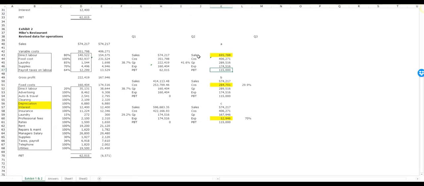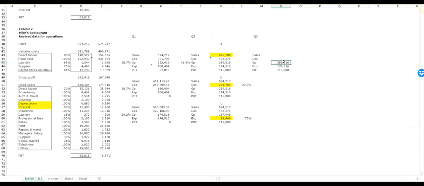Okay, so let's use our grid. That's always a good starting point. We've learned that so far. And our objective here is to make 115,000 Rand in profit. We know the fixed expenses, 174,516. We add those two together.